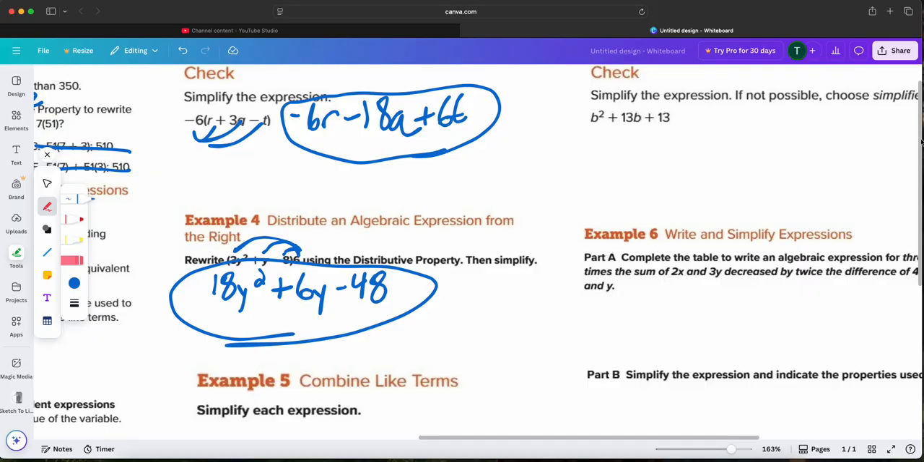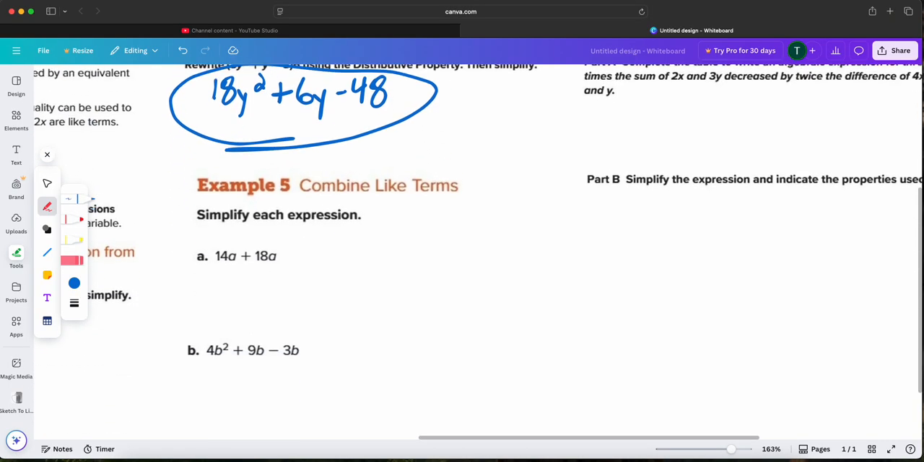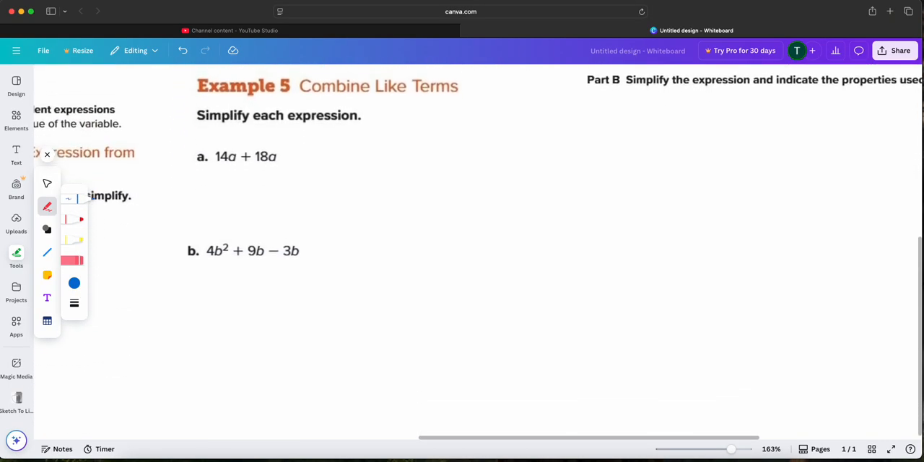Then we have these next ones here. We're going to look for any like terms that they have. If I look at this first one, we have 14a plus 18a. Both of these have an a to the single power, so we can combine them because they are like terms. The way they did it was you take 14 plus 18, you pull that out, and then we have a back here, and 14 plus 18 is 32. So that becomes 32a. Some of you will just be able to see that you can add those and get 32a right away.